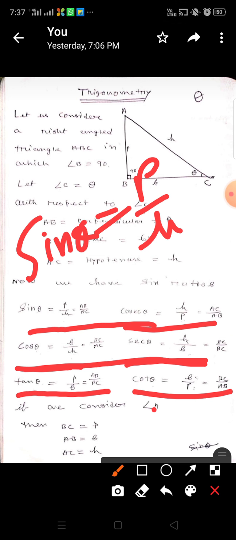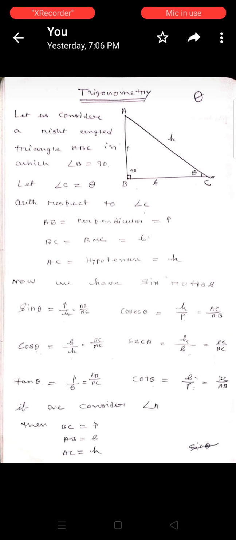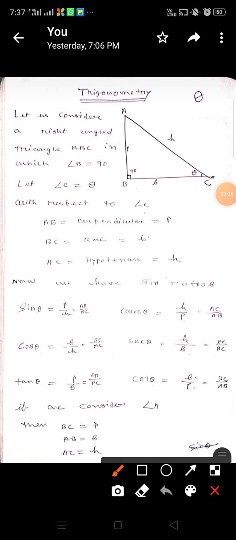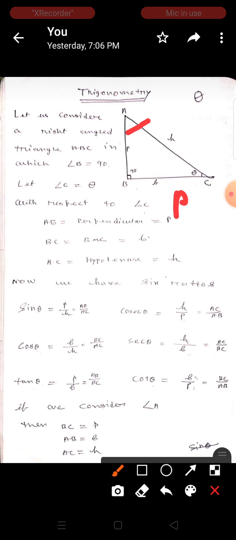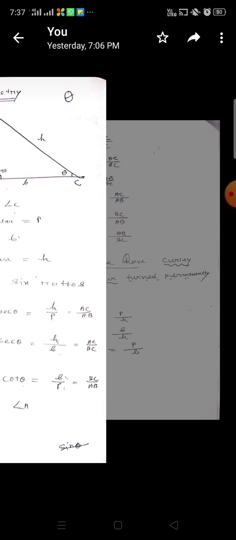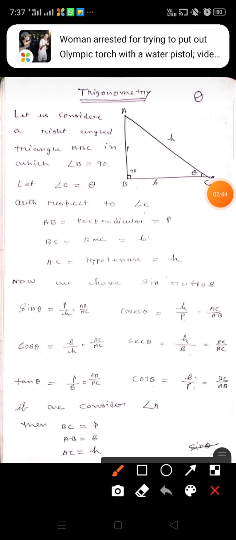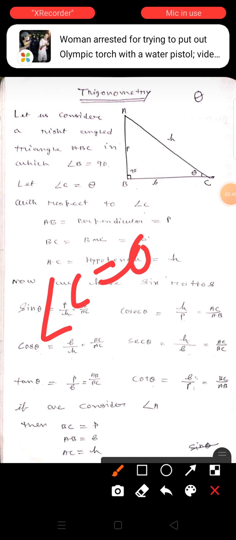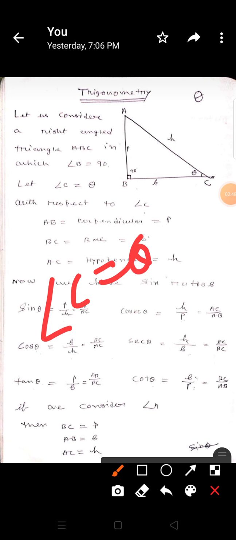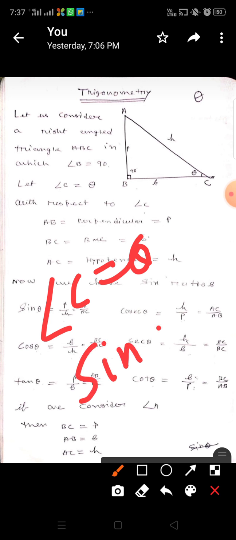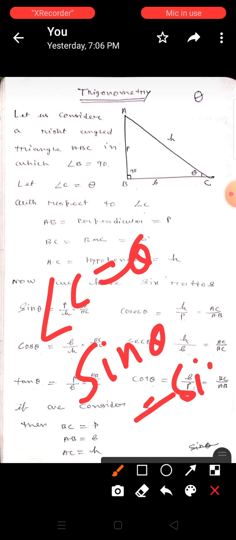So if we consider angle A instead of angle C, then BC will be perpendicular and AB will be base and AC is always hypotenuse. Then also sin A equal to BC by AC. Actually what happened here, angle C को हम लोग ने नाम दिया था theta, इसलिए यहाँ sin theta, cos theta लिख रहे हैं. We can write sin C also in place of sin theta, that is also correct.